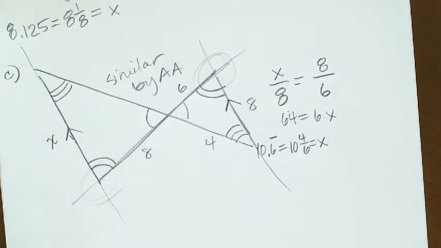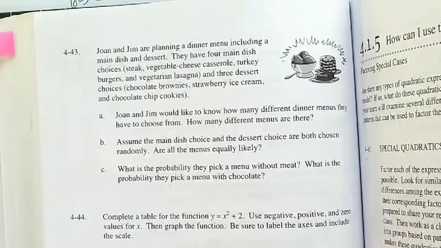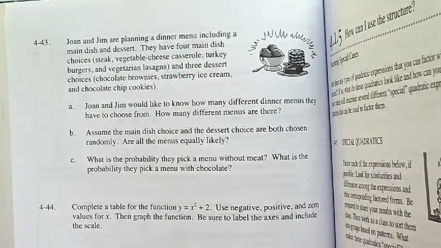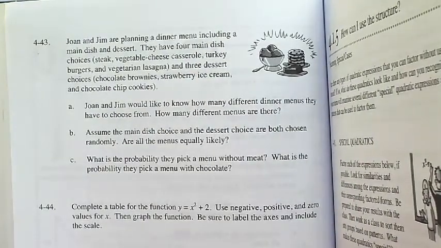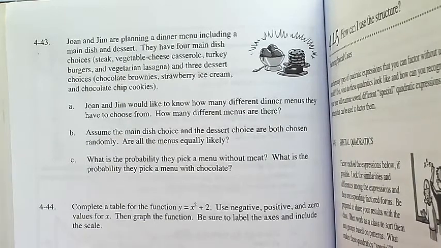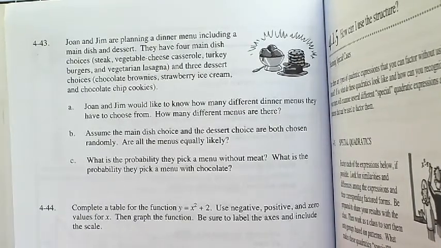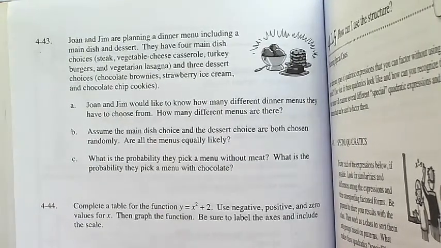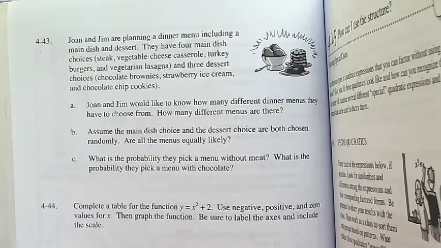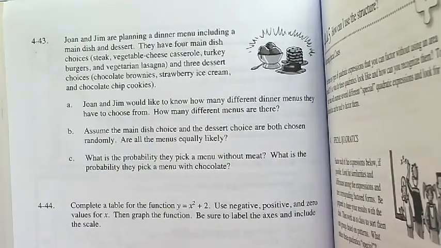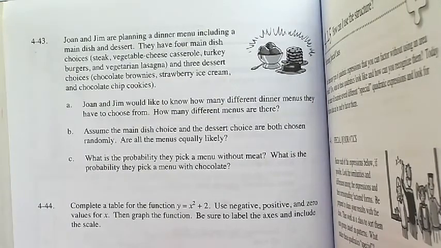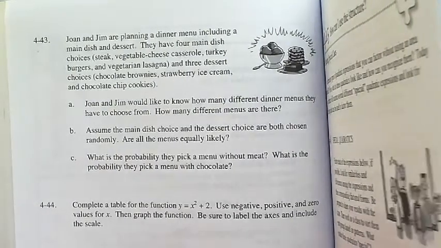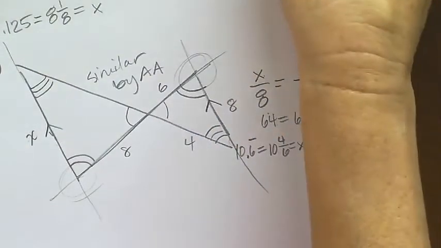Okay, 443, we've got some combinations. Joan and Jim are planning a dinner menu, including a main dish and dessert. They have 4 main dish choices: steak, vegetable cheese casserole, turkey burgers, and vegetarian lasagna, and 3 dessert choices: chocolate brownies, strawberry ice cream, and chocolate chip cookies. Joan and Jim would like to know how many different dinner menus they have to choose from and how many different menus are there. So I'm going to use an area model. I'm kind of a fan of the area model, but if you prefer to do a tree diagram, that is fine.